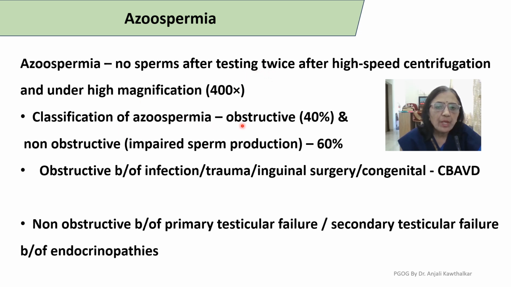Classification of azoospermia: obstructive and non-obstructive. Obstructive is seen in 40% of the cases, whereas 60% is non-obstructive, where there is impaired sperm production. Obstructive can be because of infection, trauma, inguinal surgery, or congenital, that is congenital bilateral absence of vas deferens. Non-obstructive can be because of primary testicular failure or secondary testicular failure because of underlying endocrinopathies.